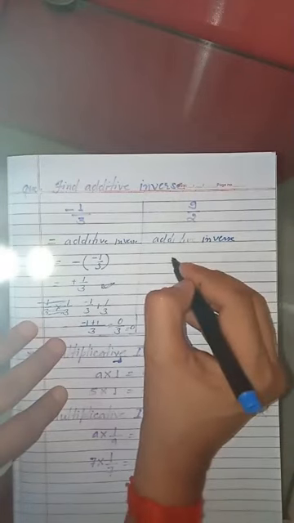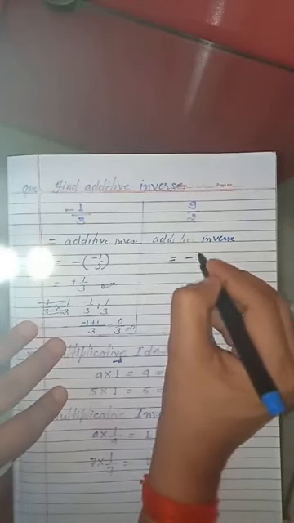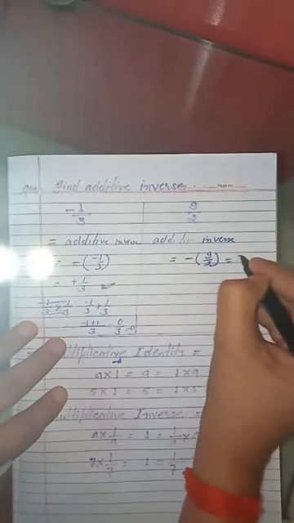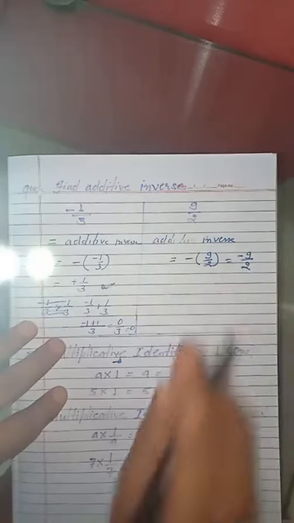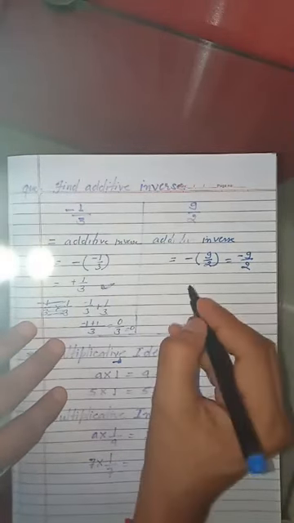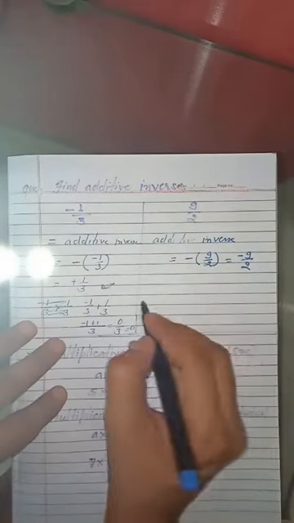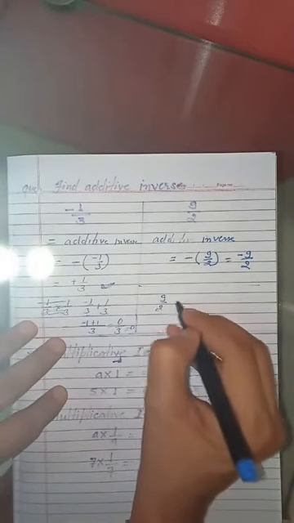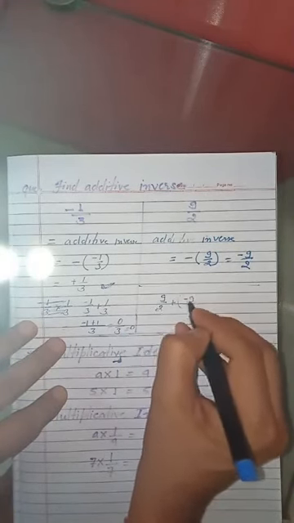Okay, so what is the additive inverse? Additive inverse is minus of the given number. That is minus 9 upon 2. Is it clear? Minus 9 upon 2. You can also take proof for this number. So you can add both the numbers, 9 upon 2 plus minus 9 upon 2.